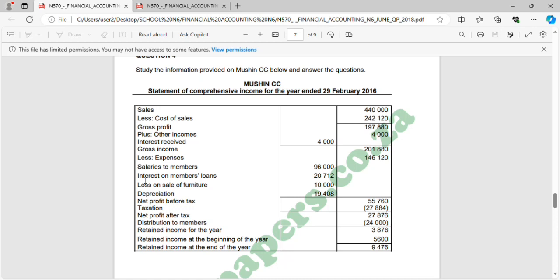Same applies to loss on sale of an asset. Loss on sale of furniture is an expense. It's not going to be indicated inside the brackets. We also have the salaries to members. Salaries to members is an expense, not inside the brackets. Are we all together? So I'm just going to list all the non-cash items that we have under the cash paid to suppliers, and also the amounts.